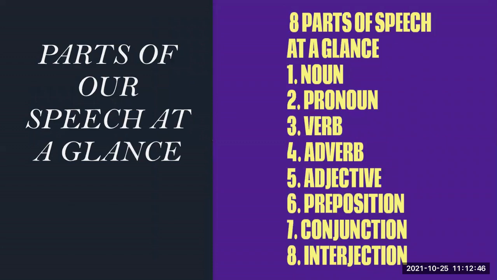Now, let's look at parts of speech at a glance, all right? There are 8 parts of speech. The first one is the noun. Second is the pronoun. The third one is the verb. The fourth is the adverb. The fifth is the adjective. The sixth is the preposition. The seventh is the conjunction. And the eighth is interjection.